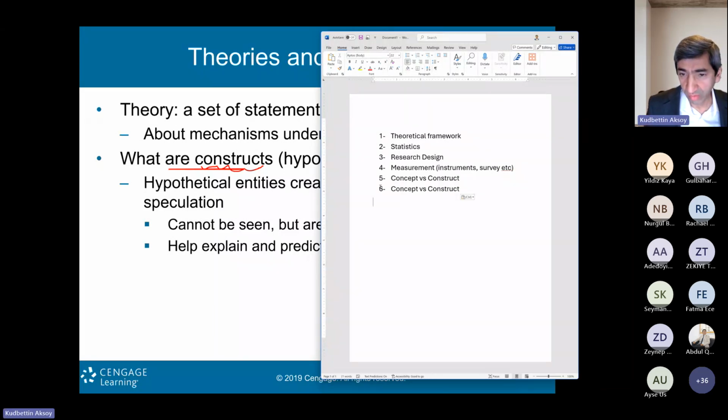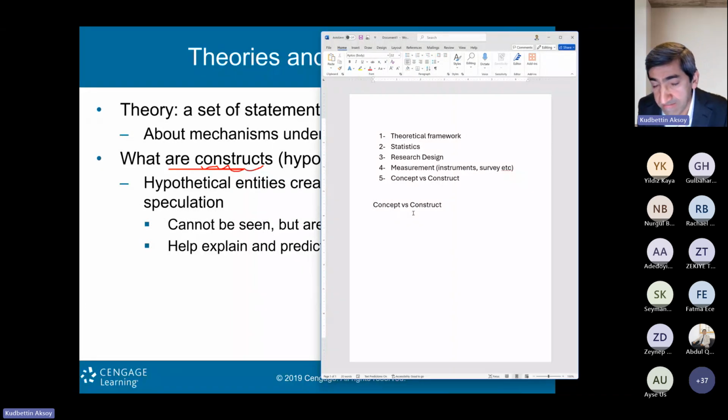Pretty much, we all are aware of what a concept is. We have an idea about a concept. In physics, in biology, we deal with concepts. Concepts are tangible phenomena that we study. When a concept is not tangible, when it's more trying to explain an underlying phenomenon, when it's deliberately created, we call it a construct.